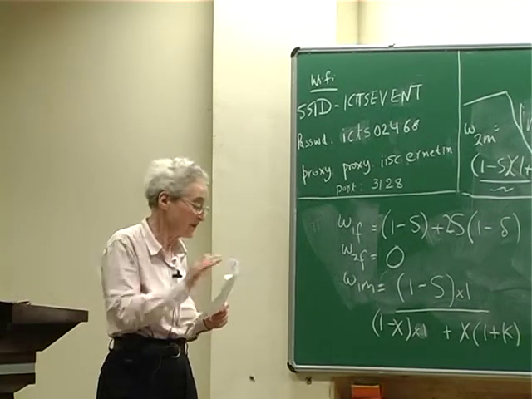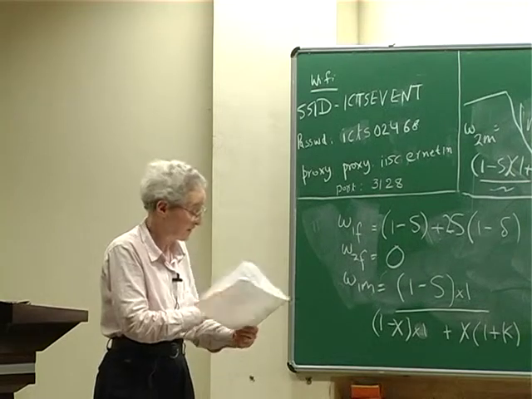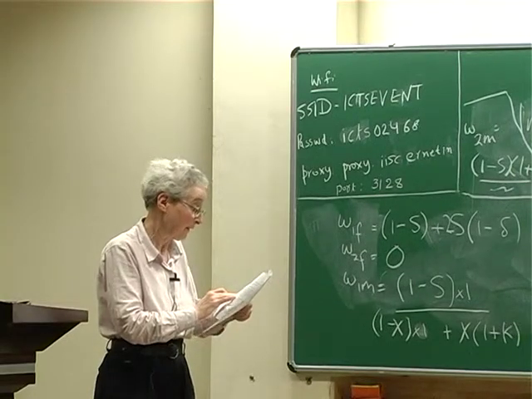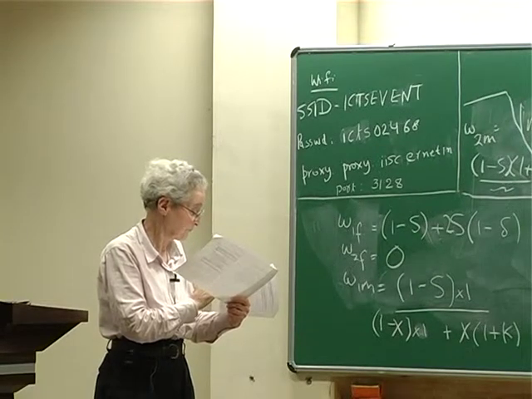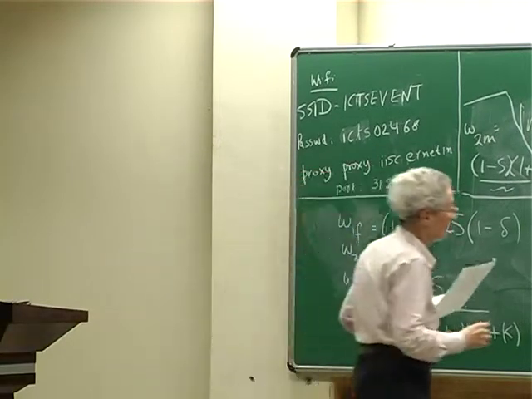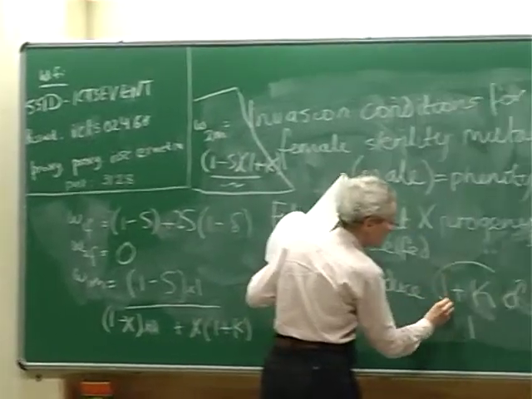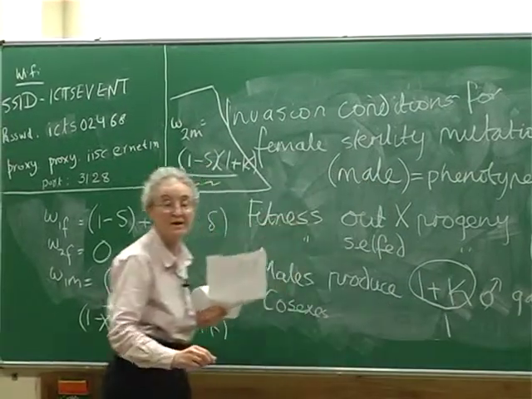I think I want to see a condition that says what value of 1 plus K do we need to have?